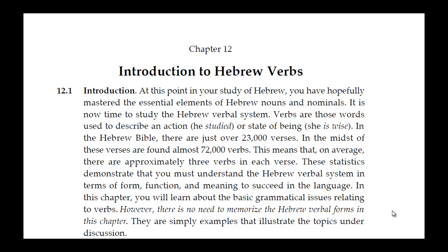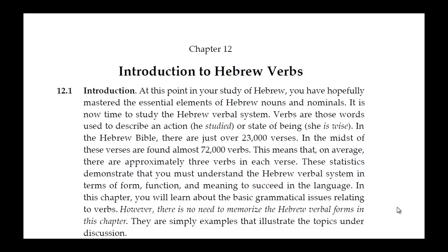In the midst of these verses are found almost 72,000 verbs. This means that on average, there are approximately 3 verbs in each verse. These statistics demonstrate that you must understand the Hebrew verbal system in terms of form, what they look like, the function of the verb, and meaning to succeed in the language.